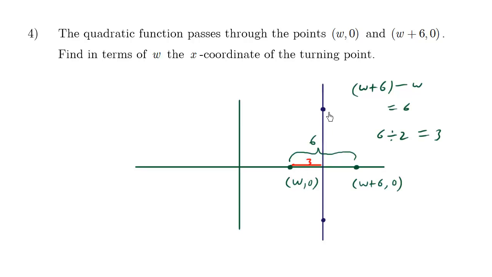So what we have here, we'll just suppose this is the vertex. The x-coordinate of this vertex, the turning point, would be (w + 3, y), where we're not sure what the y coordinate is, but that's not the question. The question is where it's turning.